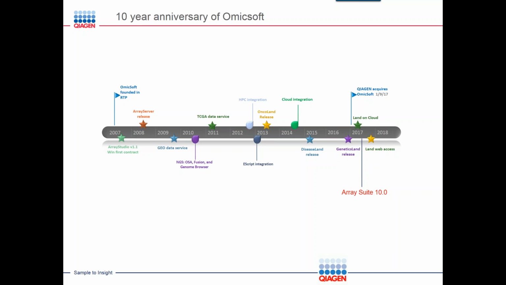We spent a year to release Array Server in 2008. In 2009, we started to provide DEO data service. So basically, we analyze the data for hundreds and thousands of DEO projects, and we analyze this on behalf of our customers. So this is essentially the prototype of the LAN service that we have right now.